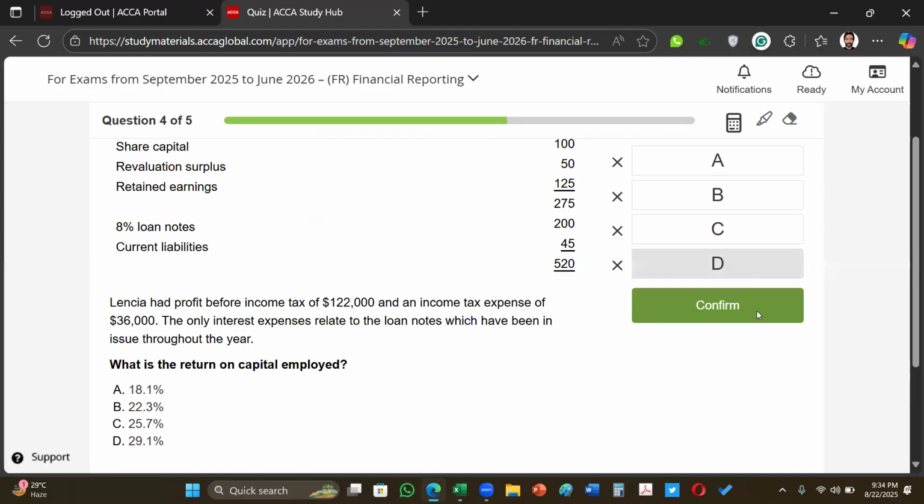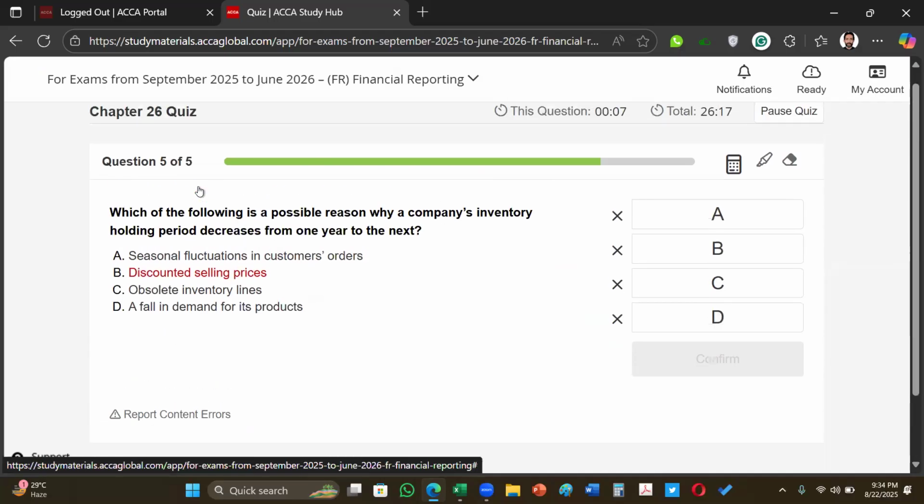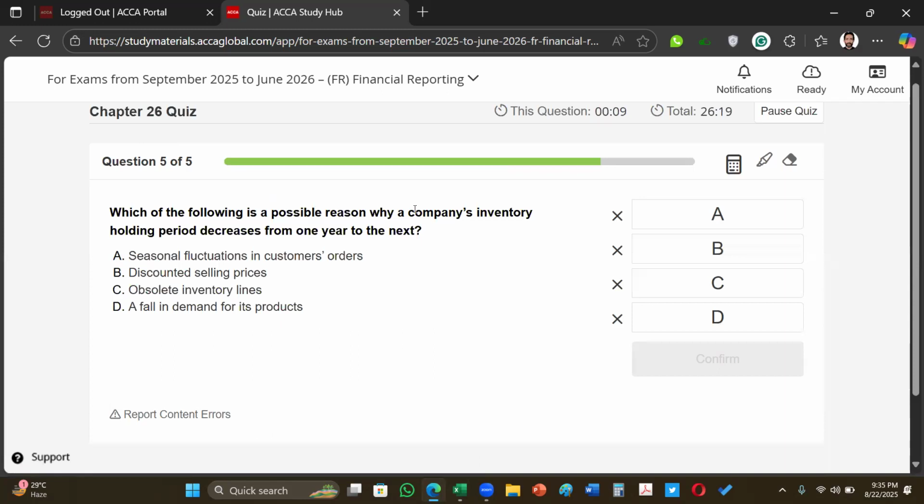Okay, so moving on to the next one here. This is the last of the quizzes. Which of the following is a possible reason why a company's inventory holding period decreases? The only reason the inventory holding period would decrease from one year to the next is that we somehow get rid of the inventory quickly. So how will this happen?